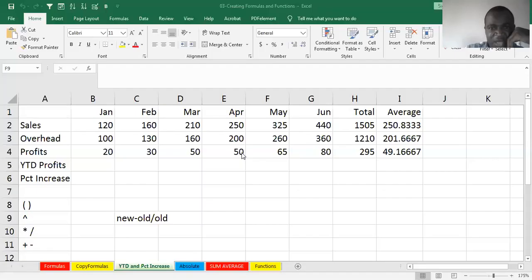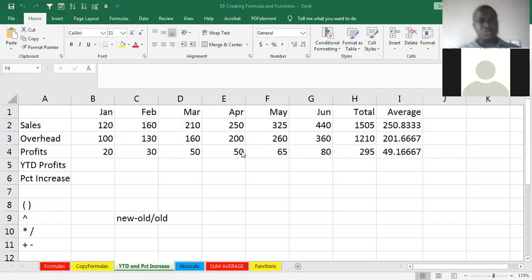Okay, so we are going to start with creating formulas. Let me share my screen. So everybody's seeing my screen now, right? Yes, sir. Okay, so the first thing that we are going to do now is, you are seeing the tables that we have.